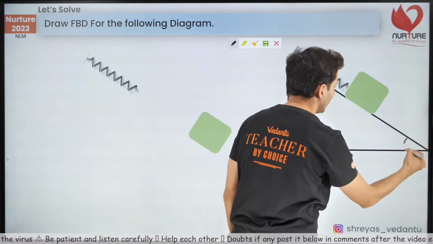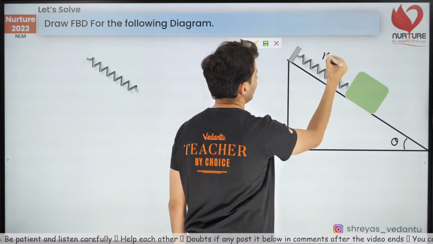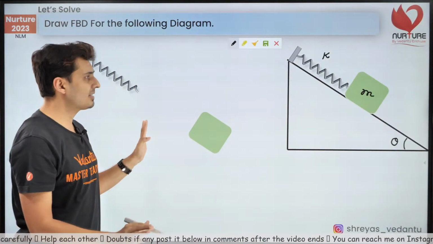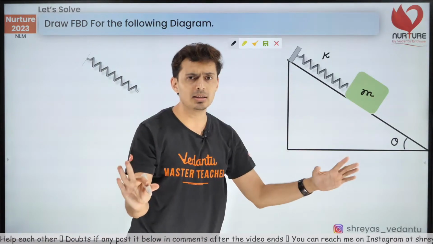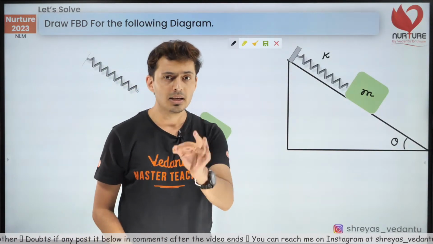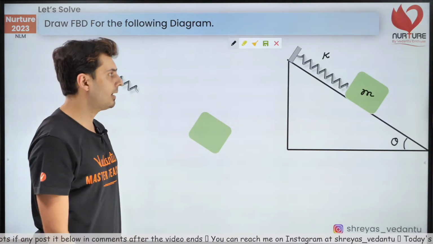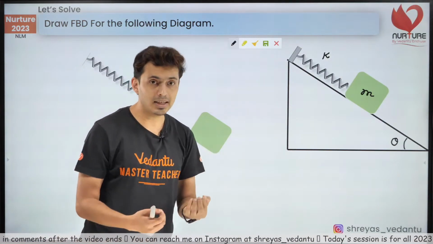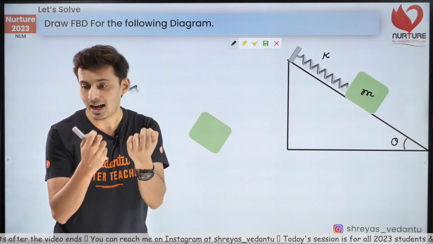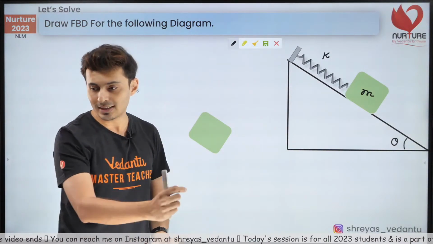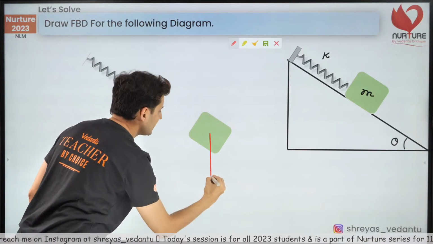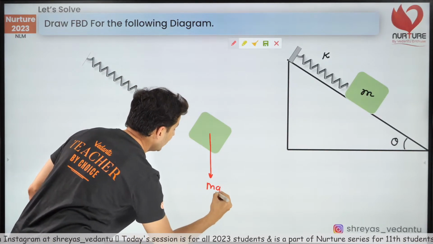Okay, so let's say this is theta. Let's say this is k. Let's say this is m. Let's see how do you find extensions, normals, and all the forces related information in this particular diagram. First of all, let's start with small m and see what kind of forces are acting on it. So number one is that there will be weight, that is mg, acting downwards.